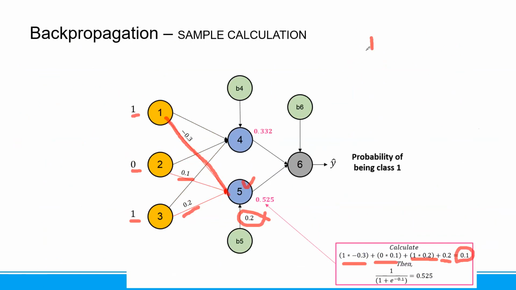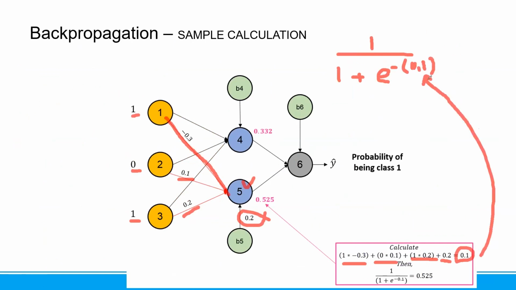The activation function is 1 divided by 1 plus the natural number to the power of minus 0.1. So 0.1 is from here. Then we get a value of 0.525. So 0.525 is here.